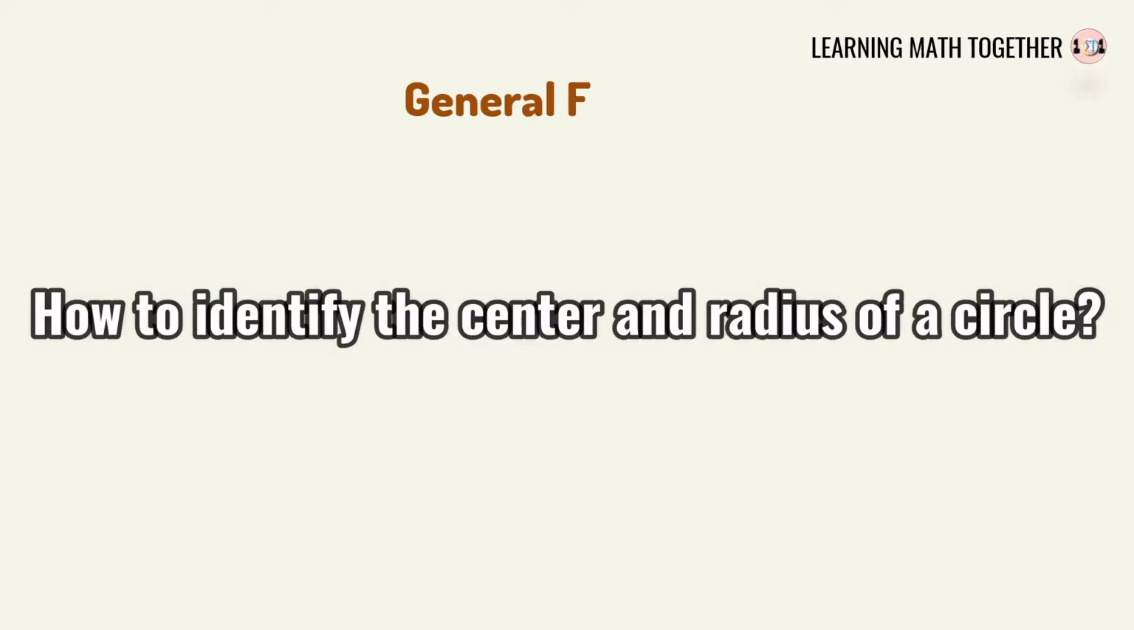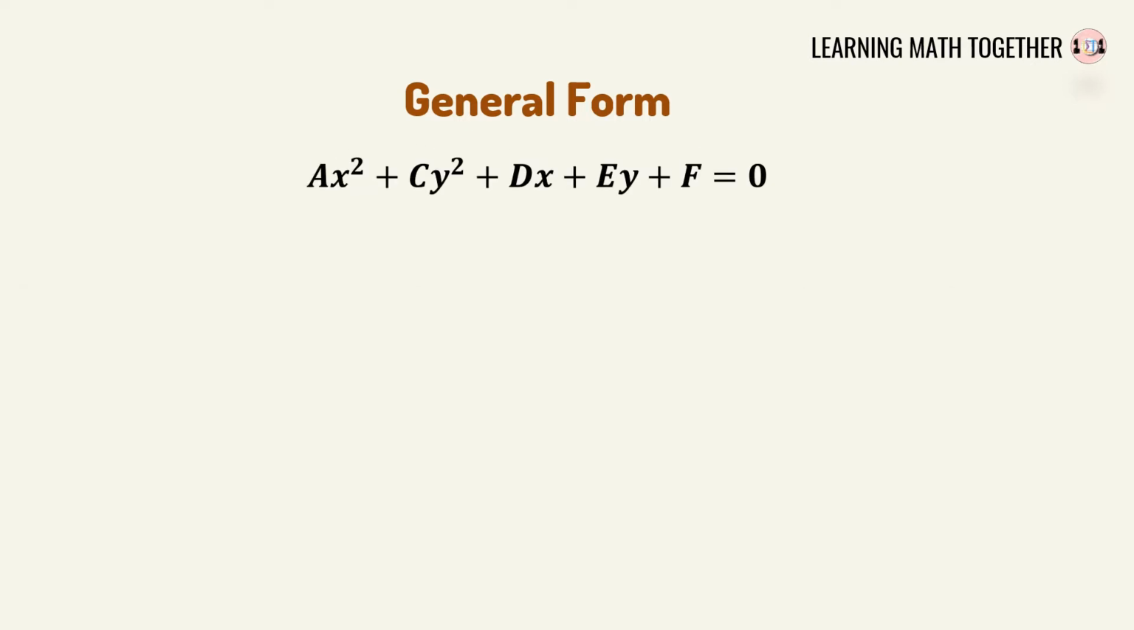In order for us to identify the center and radius of a circle, the equation of a circle must be in general form. So we have here Ax squared plus Cy squared plus Dx plus Ey plus F is equal to 0, where A, C, D, E, and F are all real numbers. And we also have the condition that A and C must be greater than 0, or it could be that A is equal to C.